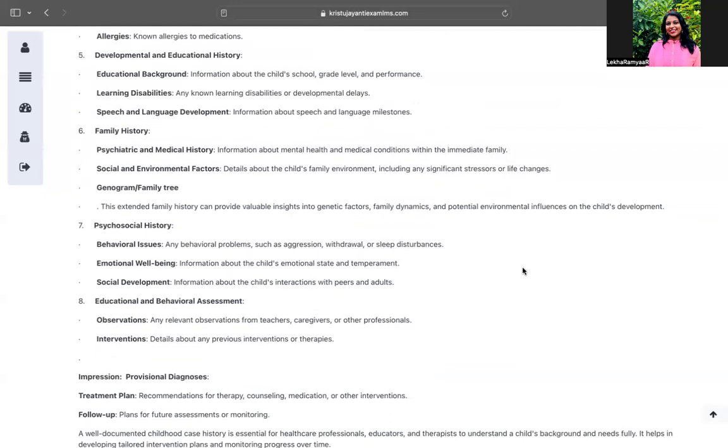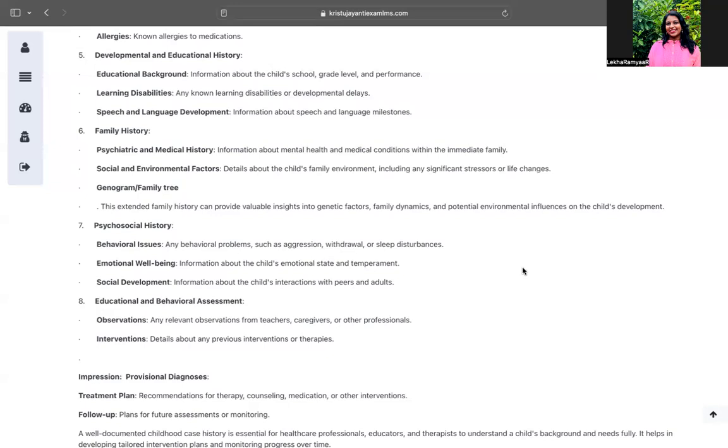Okay. Next thing is family history. We are trying to assess the genetic aspects of this particular child. If the child has any heredity of any kind of mental health disorder, or any other condition as well, so that we can conclude at the end with all the information that we receive. Okay, so that is psychiatric and medical history.